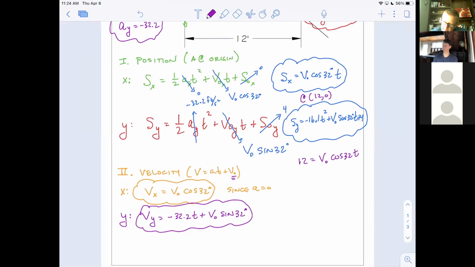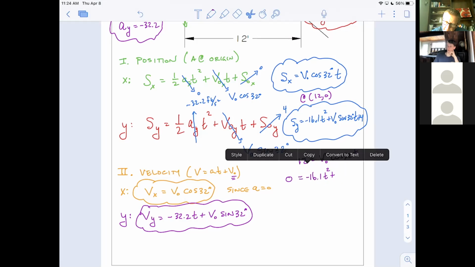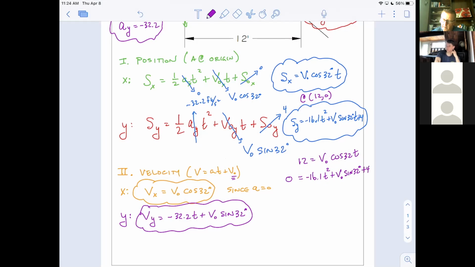I'm not super happy with the s of y equation because when the y distance is 0 again, remember it started at 4, when it gets down to 0, then I've got, well, everything else filled in, negative t squared plus v0 sine of 32 plus 4. I'm not happy with that either because it also has 2 unknowns. But if you're good at math, what are you happy about there?